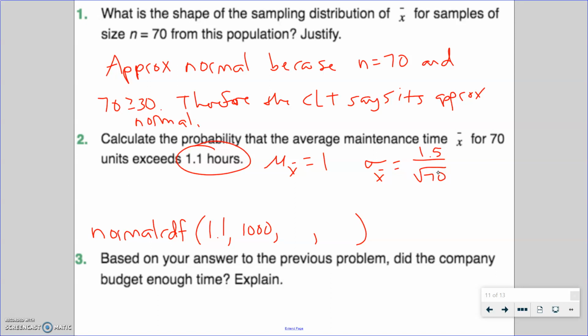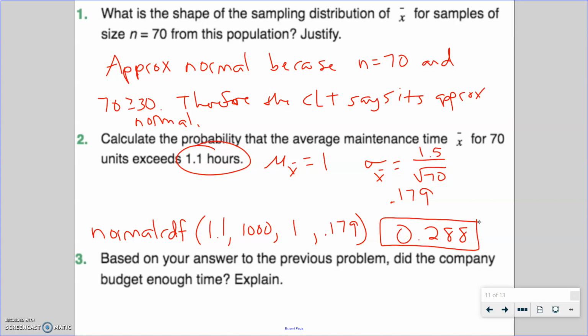And I got 0.179. So I'm going to type that into my graphing calculator, hit second distribution, normal CDF, just like we did before break. Remember, use that free TI calculator download if you do not have a graphing calculator at home.